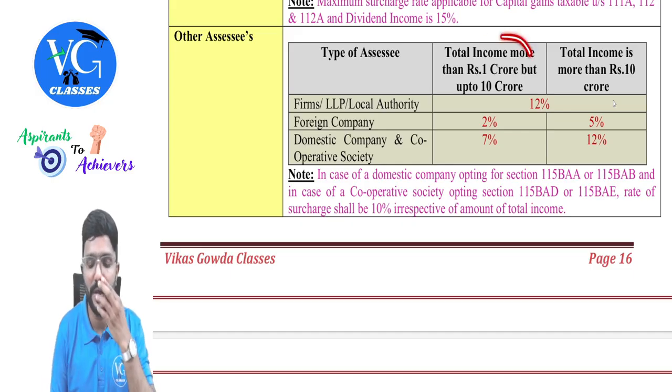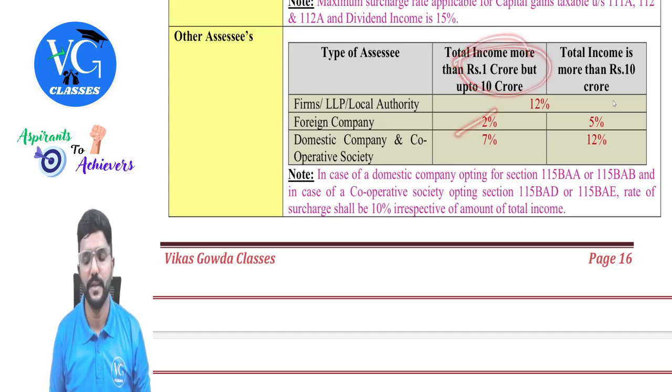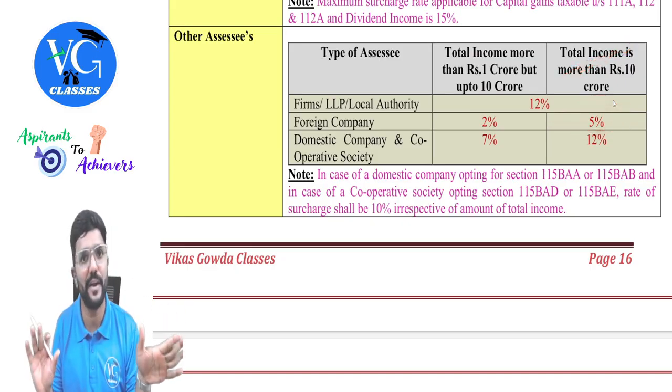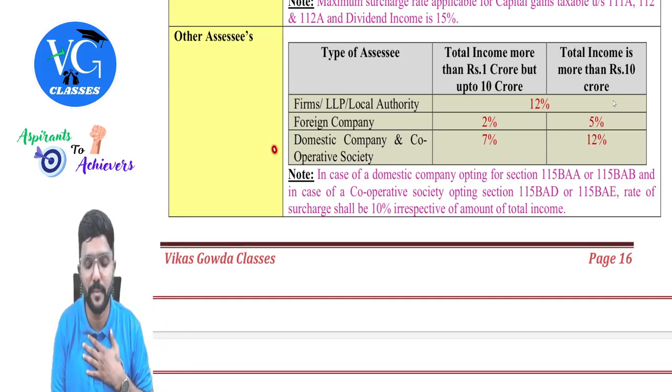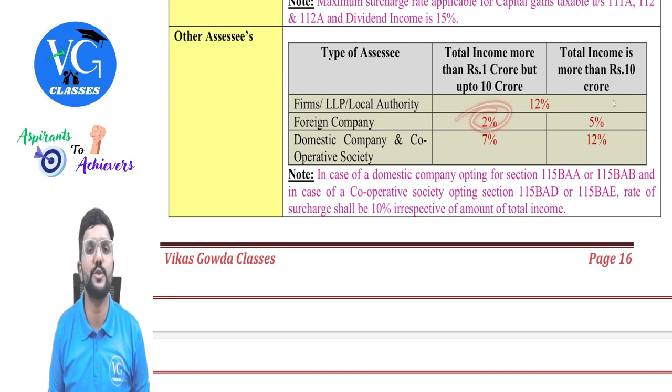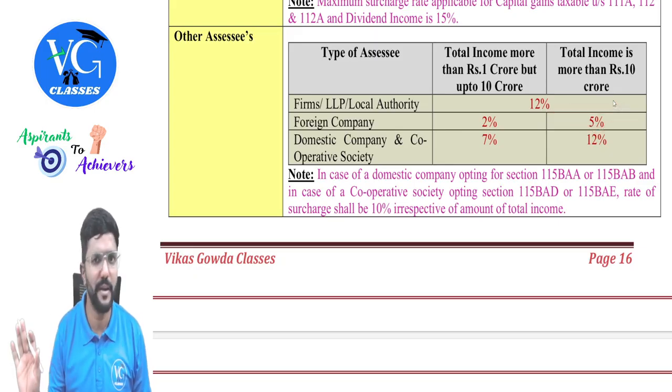If the total income is more than 1 crore up to 10 crore, it is 2%. If it is more than 10 crore, 5%. Guys, if it is more than 10, straight away apply 5%. Don't apply anything like slab and all. Clear? For example, total income of a foreign company, assume is 6 crore. Surcharge is 2%. What if the total income is 12 crore? Straight away 5%.